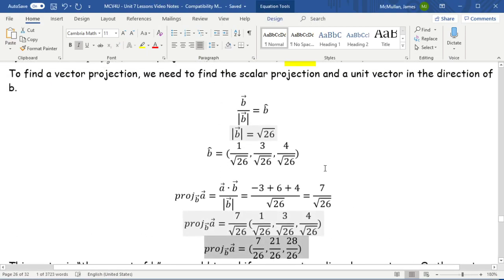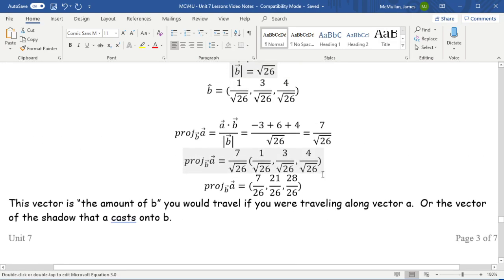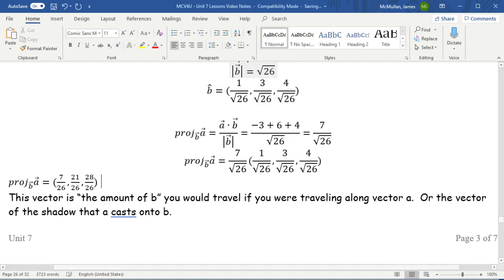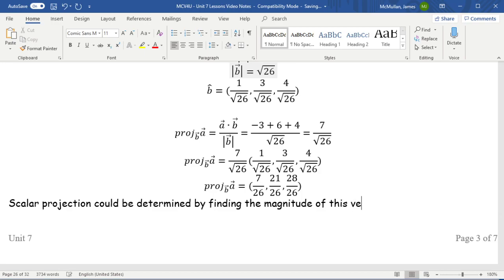The best way to remember this is to try to remember it as the scalar projection times a unit vector. If you ever needed to get the scalar projection, the scalar projection could be determined by finding the magnitude of this vector projection.